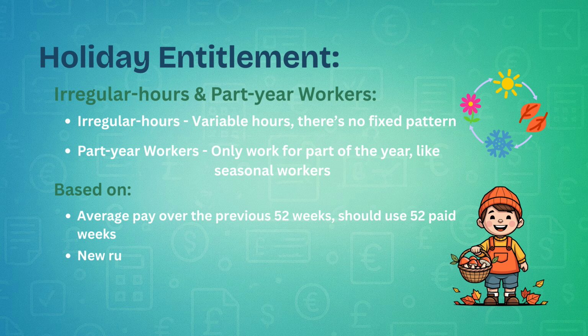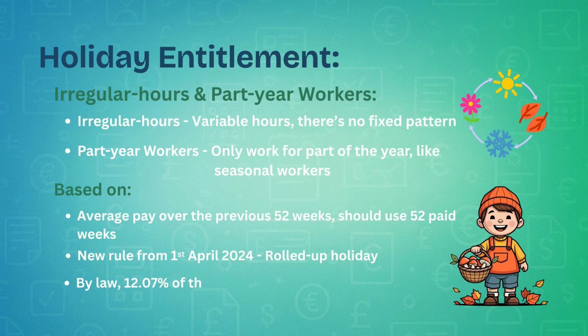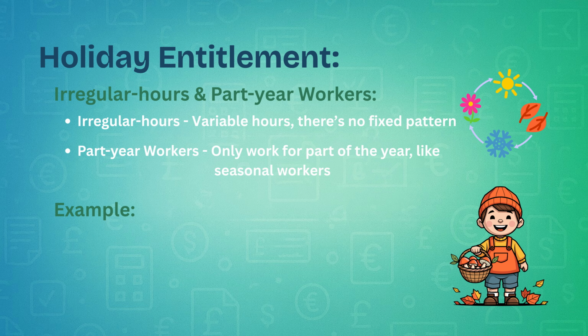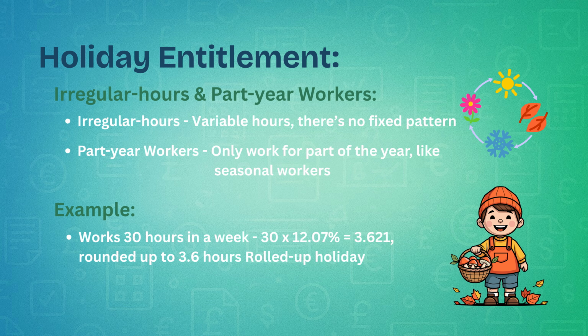From the 1st of April 2024, a new rule called rolled-up holiday pay was introduced. This can only be used for irregular hours and part-year workers. With rolled-up holiday pay, holiday pay is added on top of normal pay. By law, this is 12.07% of the hours worked, and it's rounded up if needed. For example, working 30 hours earns about 3.6 hours of holiday. Employers should clearly mention the method they use in your contract. And that's how holiday entitlement works for irregular and part-year workers.